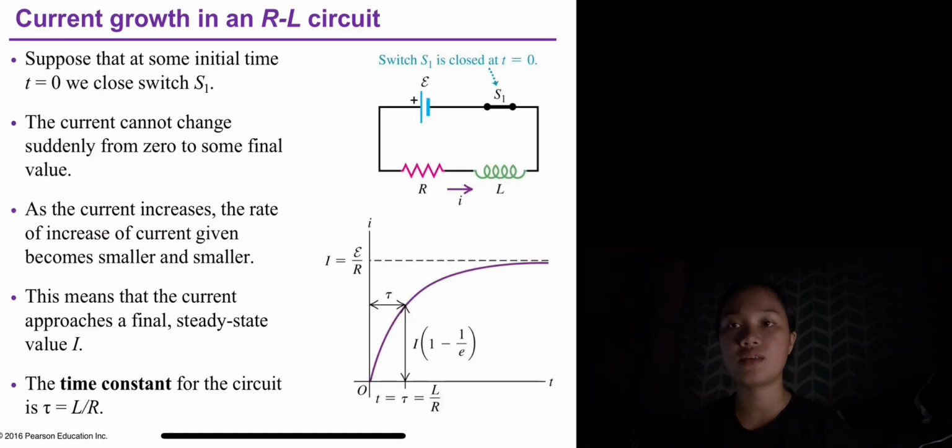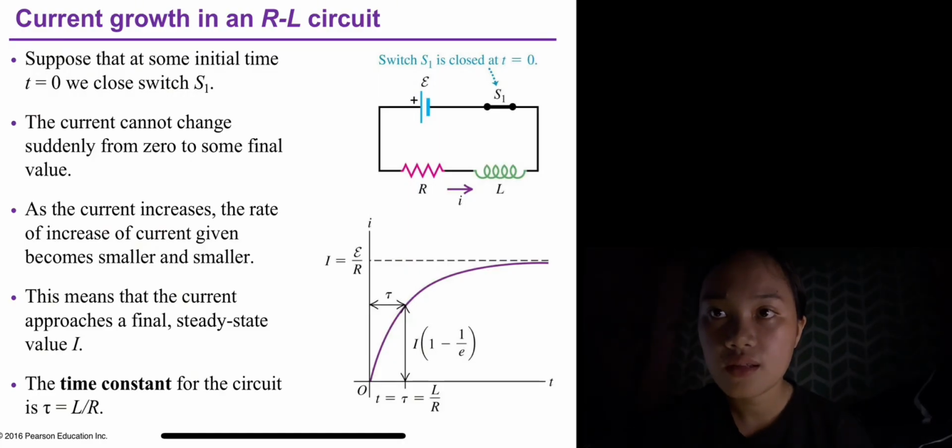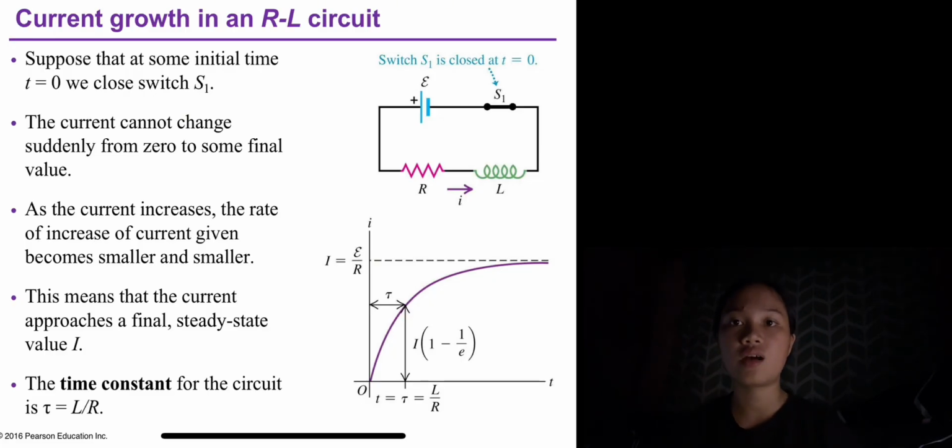We have here this equation. T equals L over R. So a larger inductance increases the time constant, slowing the current rise, and a larger resistance decreases the time constant, speeding up the response. So this gradual current growth is extremely useful in practical applications. It prevents sudden current spikes that could damage components.